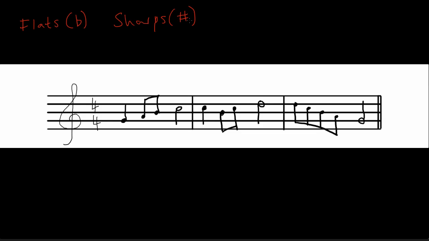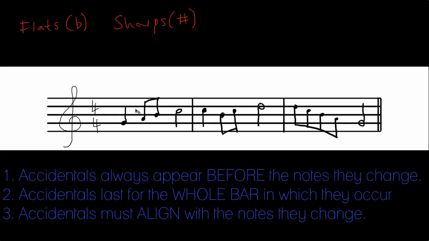Now, as we start to use this in the music that we're writing down, and also as we start to read music that other people have written, there's a couple of rules about the way we use these symbols that we need to remember. Okay, so here are my three top rules concerning the way that we use sharps and flats, or accidentals, in the music that we write, but also any music that we're reading.